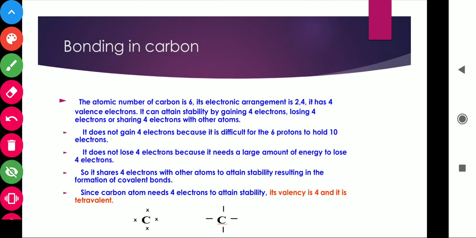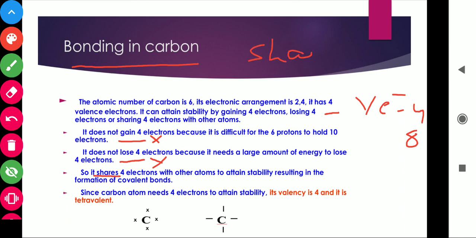Bonding in carbon. Carbon has an outermost shell with 4 electrons. It means valence electrons are 4. To attain 8, it requires 4 electrons. And if it loses 4 electrons, then only 2 remain along with 6 protons, which is not possible. It means gaining is not possible, losing is not possible. Now the only way is sharing. It will share the electrons.